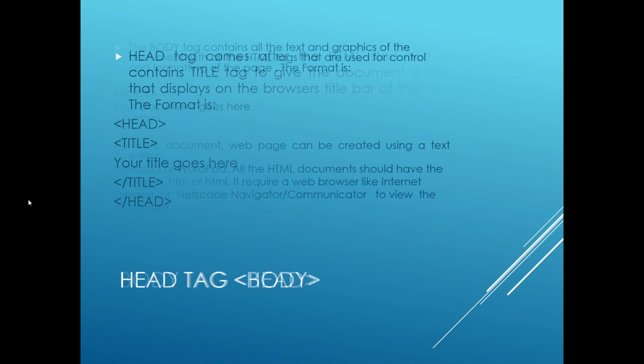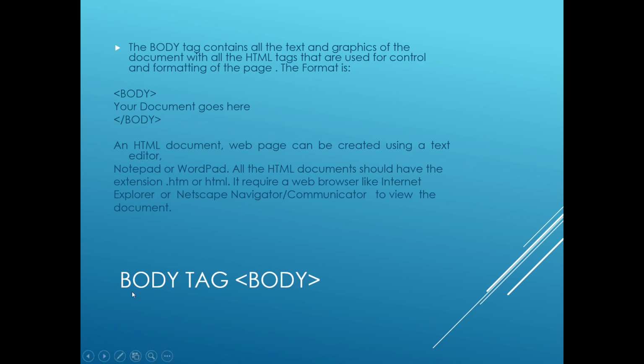Let's move forward. Let's discuss the body tag. The body tag contains all the text and graphics of the document, with all the HTML tags that are used for control and formatting on the web. You can see here the format of the body tag. The body tag is inside the HTML tag, and whatever text we want to display on our web page goes inside the body tag. Inside the body tag, we can also include images, text, and many more.